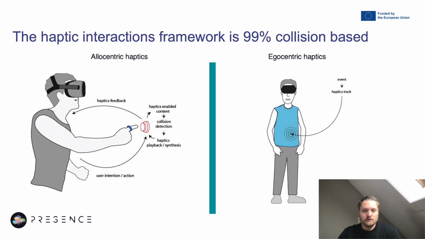The one is called allocentric haptics. That is, I, as a user, initiate an interaction. So I push on a button, my finger collides with that button, and it is triggered to give me haptic feedback. The other way, you have egocentric haptics, where you as a user just are in an environment and the environment itself triggers haptics for you. So that can be you walk through rain and the rain drops down on you, or you are just there and someone taps you on the shoulder. That's what we call egocentric haptics.